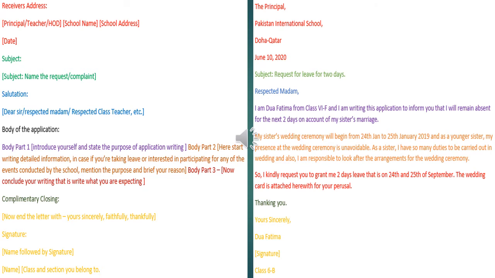1. Receiver's details address. Here you should mention the address of the receiver. As you're writing an application to school officials, principal, teacher, academic head, etc., you should mention the name and position of the receiver followed by the address of the school and the date on which this application is written. 2. Subject of an application. Followed by the receiver's details, you must include the subject line. Basically, this subject line talks about the purpose of the application.